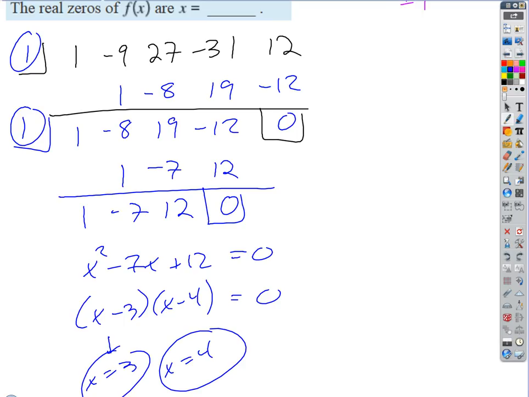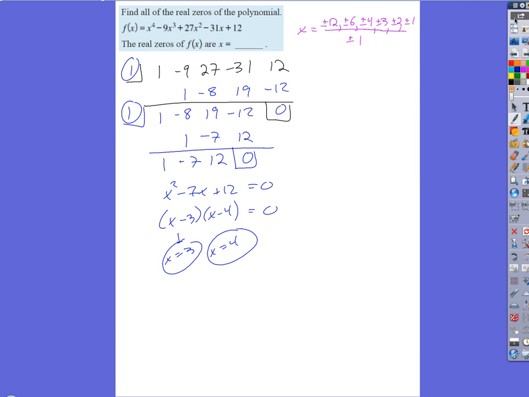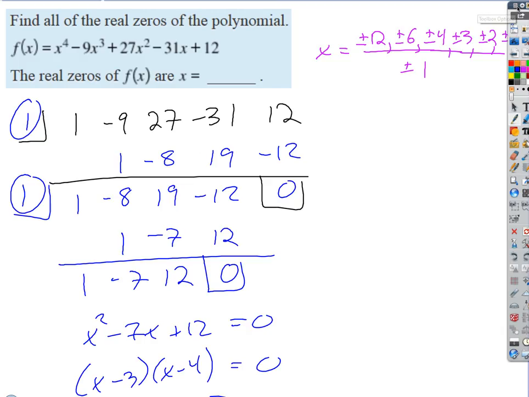But if we go back and read, if multiple zeros exist, separate them with commas, right? Because we've got to keep track of all of them, and it's important if something's a double zero, right? So in this case, we'd write this out. If we're entering this in Moodle, we'd enter it in the Moodle box. We'd go 1, 1, what were the others, 3 and 4? 3 and 4, any order. Does that make sense? Okay.